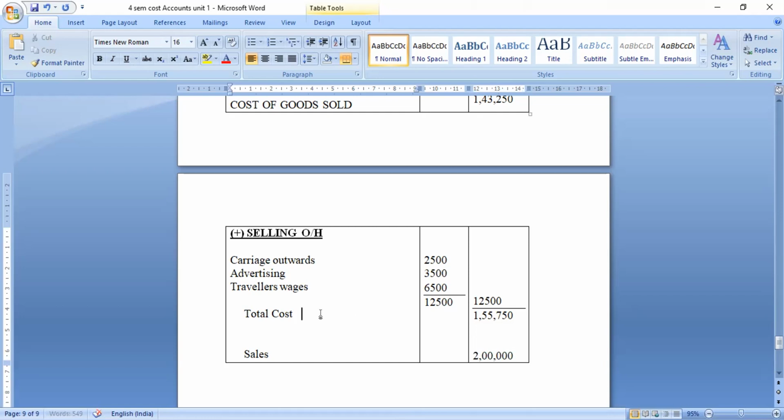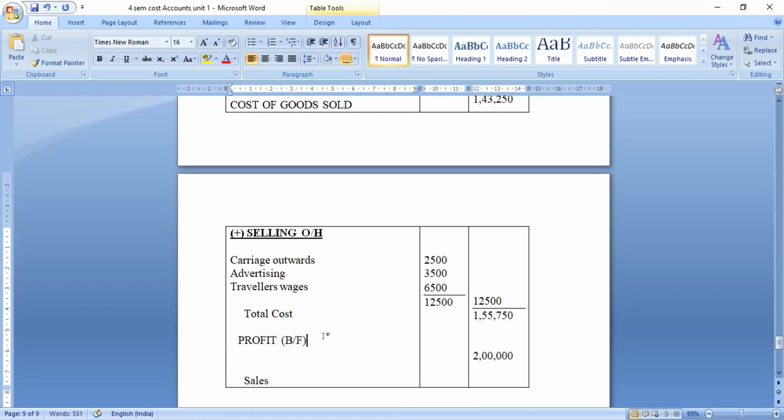So total cost, if you subtract cost from sales, you will get the profit. So you can call it as balancing figure. Okay, so now subtracting cost from sales you will get 44,250. How did it come? I have subtracted cost from sales. Sales minus cost, I will get profit.